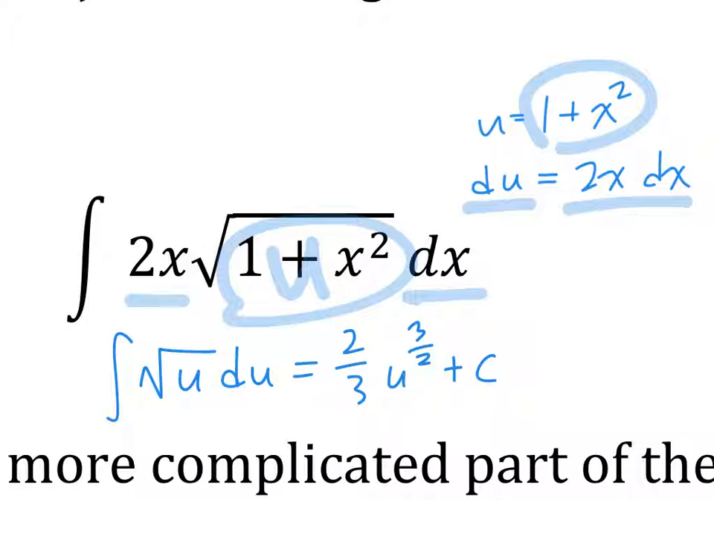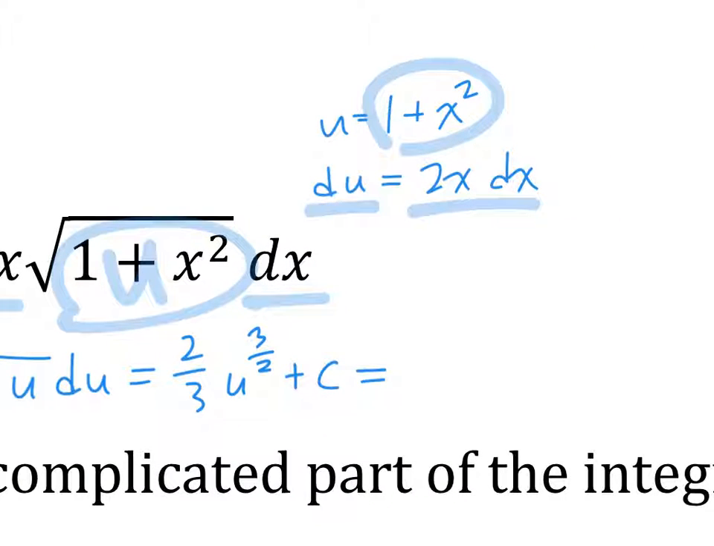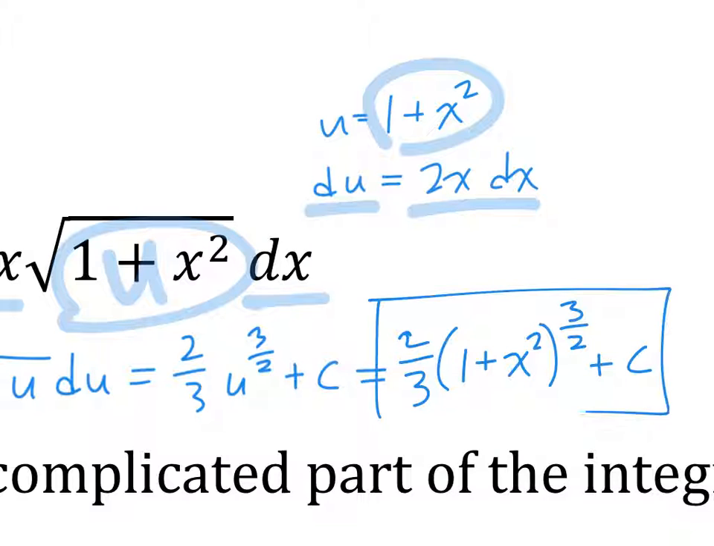However, we don't want this answer in u. We want this answer in x. So what should we do now? Plug in 1 plus x squared. Yeah, plug in 1 plus x squared. So please don't forget that, when you do substitution, you do have to substitute back. Okay, so 2/3, 1 plus x squared to the 3/2 plus c. Okay, so this is the answer.